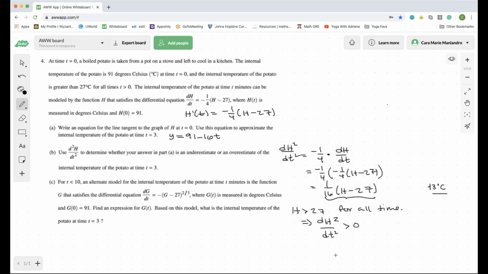So what does that tell us about our graph? It means our graph of h, what does this mean? Concave up. Therefore, your estimate, your derivative, is an underestimate. So if we were concave down, then it would have been an overestimate.